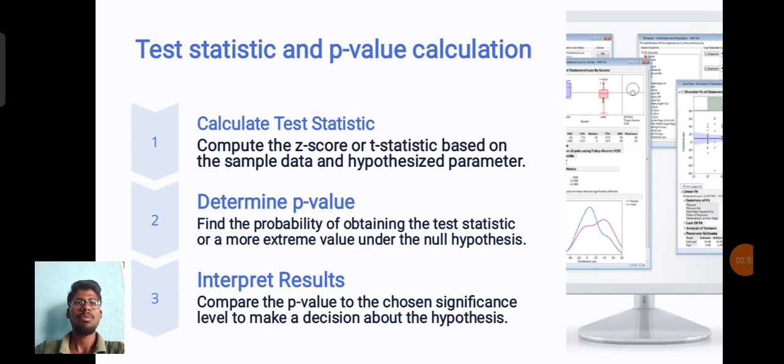Test statistic and p-value calculation. Calculate the test statistic. Compute the Z-score or t-statistic based on the sample data and hypothesized parameter. Determine the p-value. Find the probability of obtaining the test statistic or a more extreme value under the null hypothesis. Interpret the result. Compare the p-value to the chosen significance level to make a decision about the hypothesis.